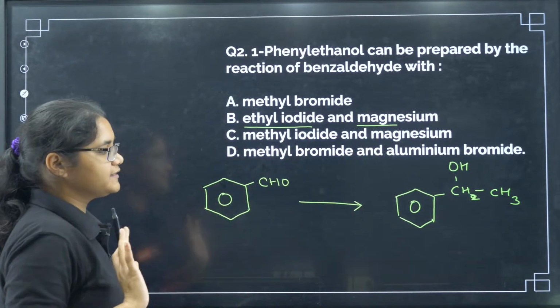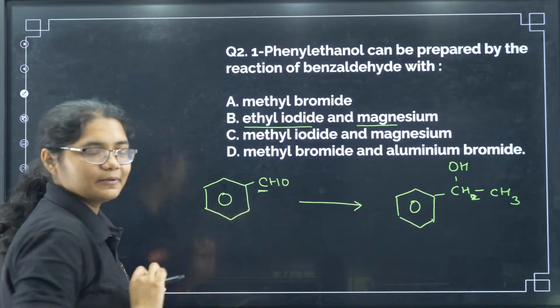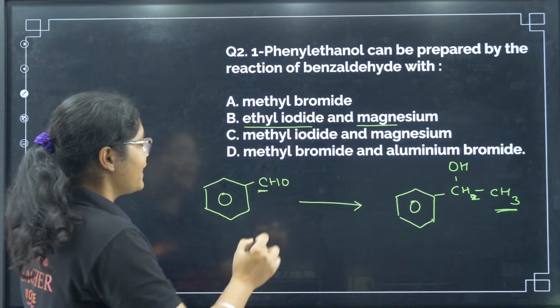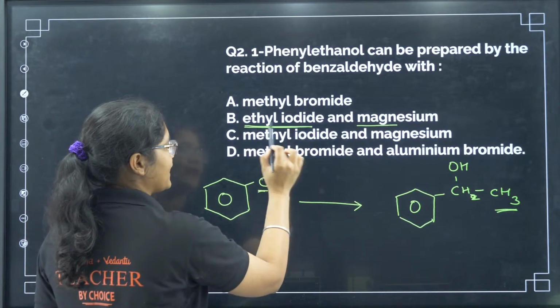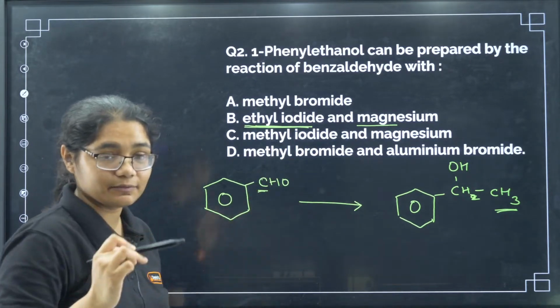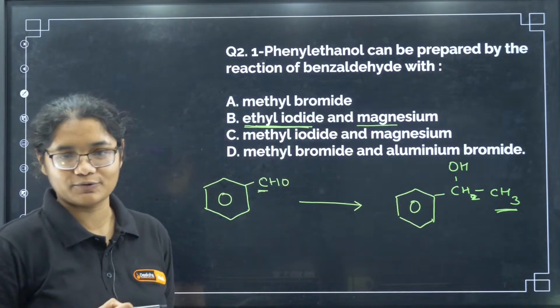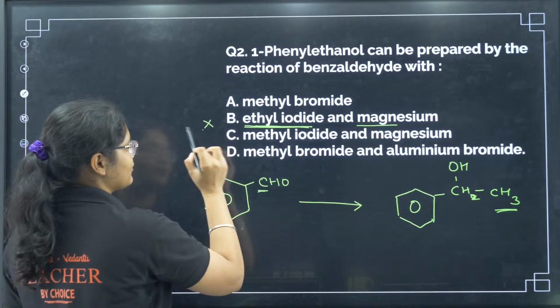So students, see here, I already have 1 carbon. I just need 1 extra carbon here. If I add ethyl, there will be 2 carbons, so with the 1 carbon already there I will get 3 carbons in the product, which is not required. So definitely this is not the answer.